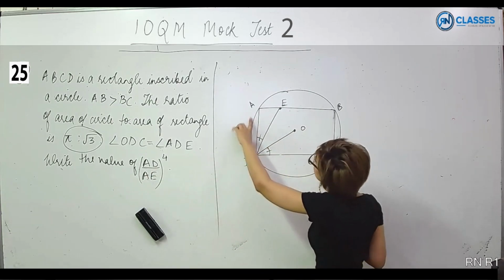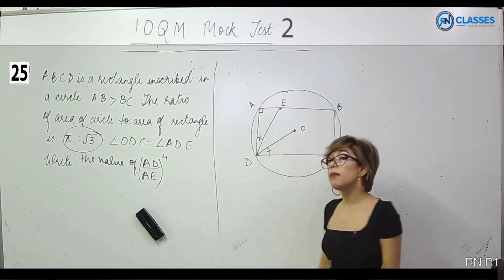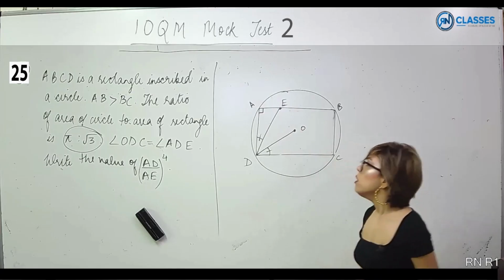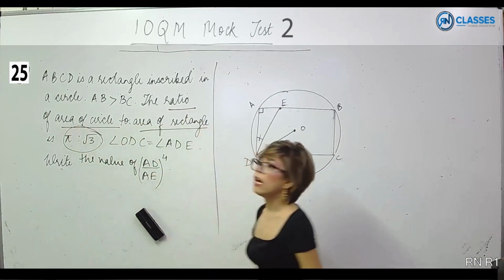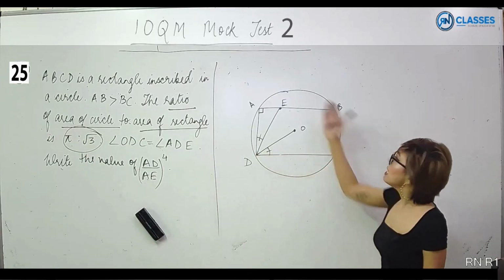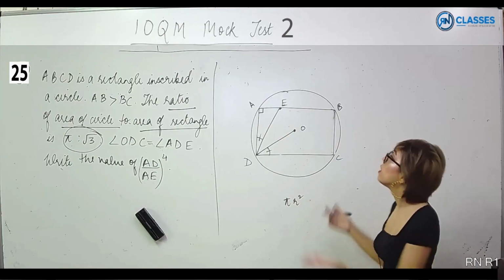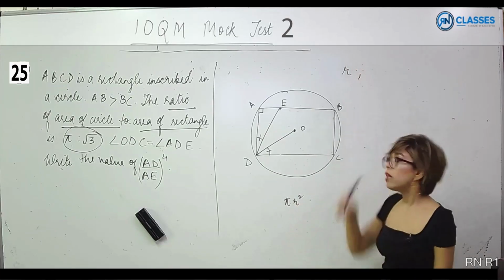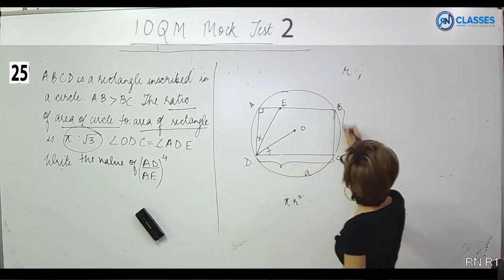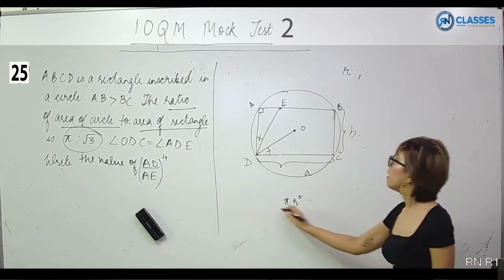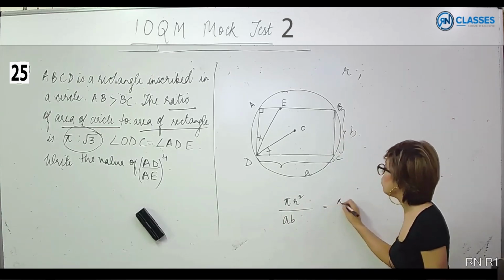So AD is here, AE is here. Also I know that this is a rectangle, so 90 degrees. I might be able to use that. Now the main condition is this: ratio of area of circle to the area of rectangle. Now obviously the area of circle is pi r square. So I'm obviously considering the radius to be r. Right? Now area of rectangle, if I consider this to be A and this to be B, I know that the area of rectangle is AB. Now he says this ratio is nothing but pi by root.